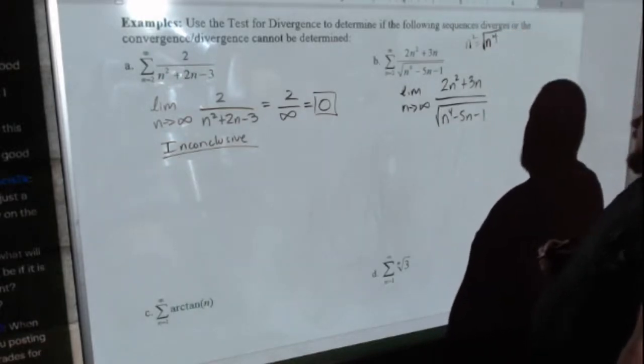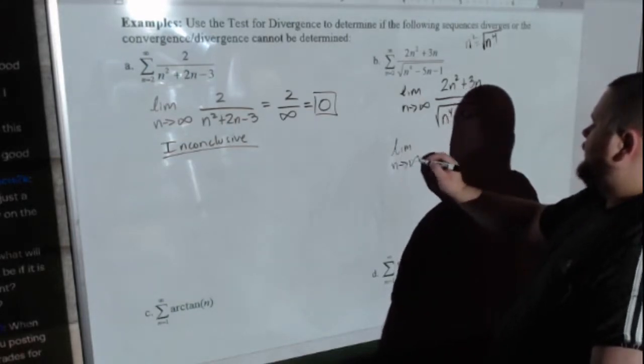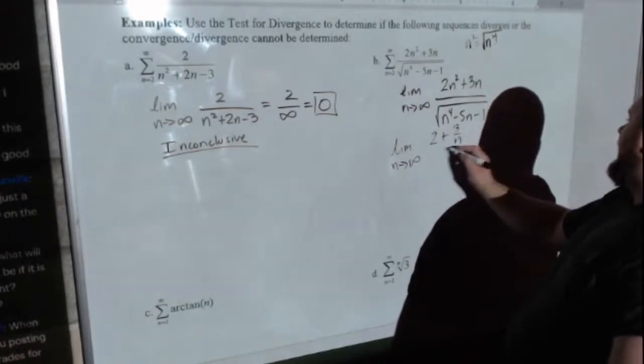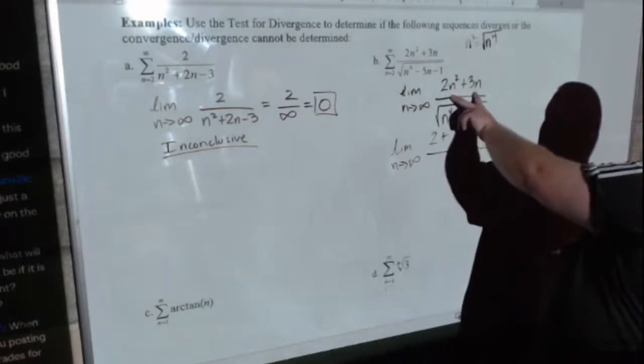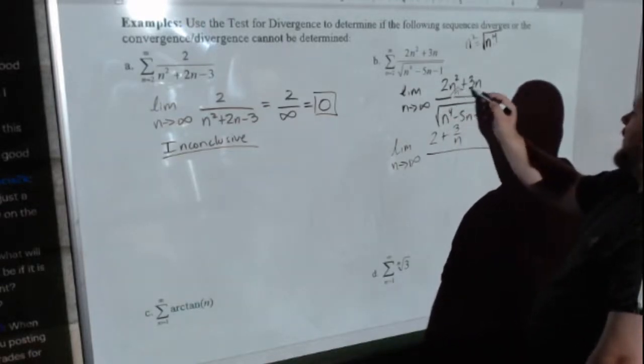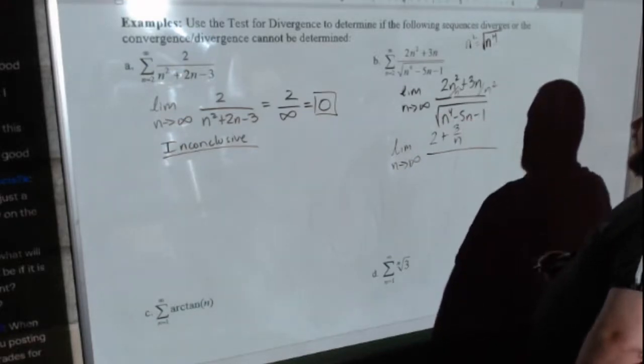All right. So I'm going to have 2 plus 3 over n on the top because I divided by n squared everywhere. And then down here I'm dividing everything by n to the 4th.